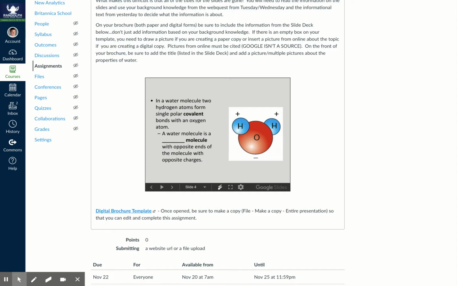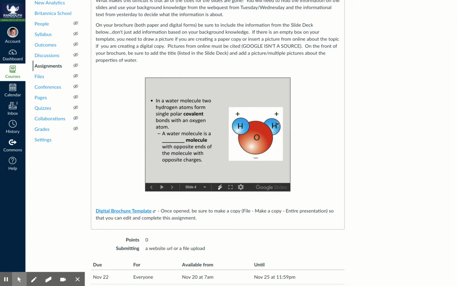So when we look at it, in a water molecule, two hydrogen atoms form a single polar covalent bond with an oxygen atom. Now, that's a lot of information that we haven't talked about. In our chemistry unit, we didn't discuss covalent bonds and ionic bonds and things like that. So you don't need to know that. That's extra information that's outside of your wheelhouse. Then: a water molecule is a blank molecule with opposite ends of a molecule with opposite charges.